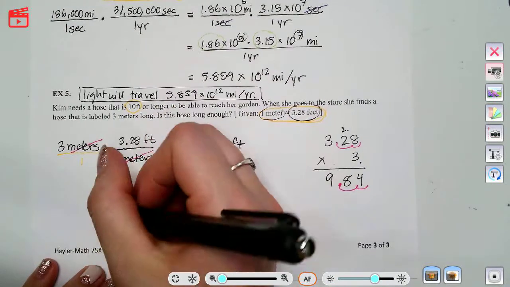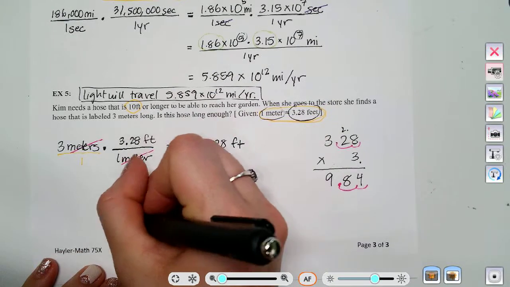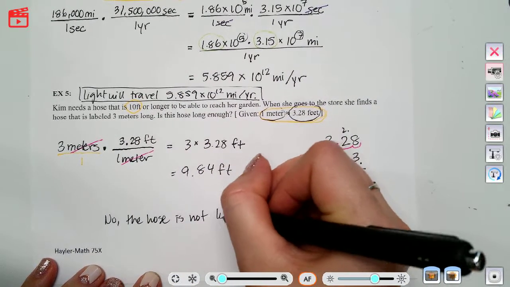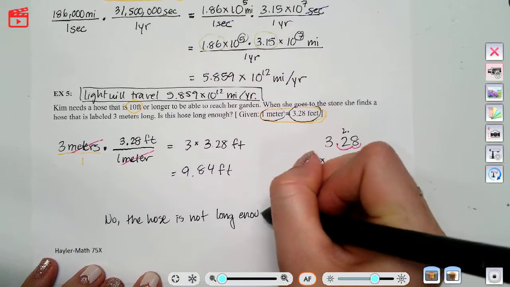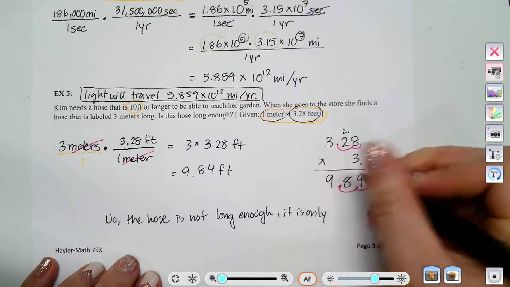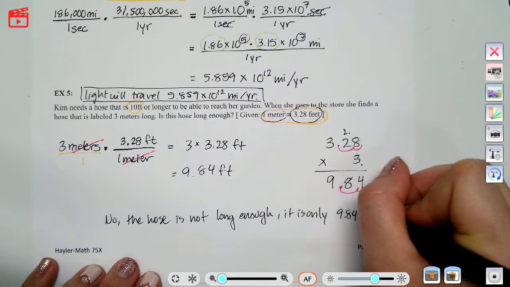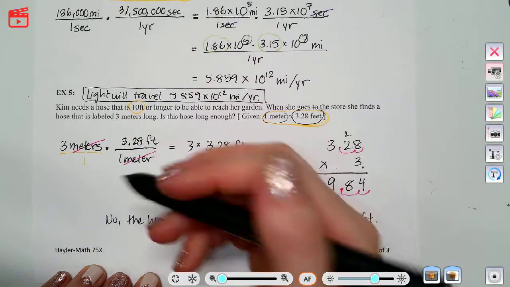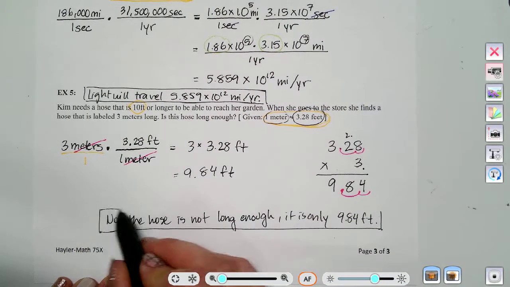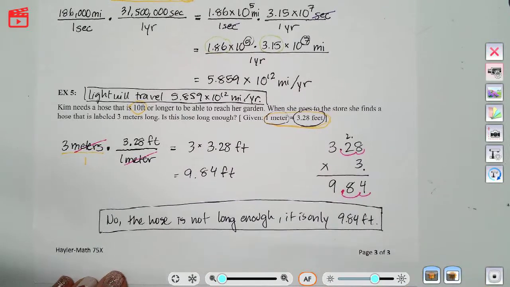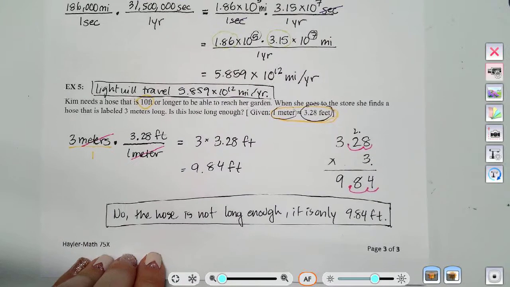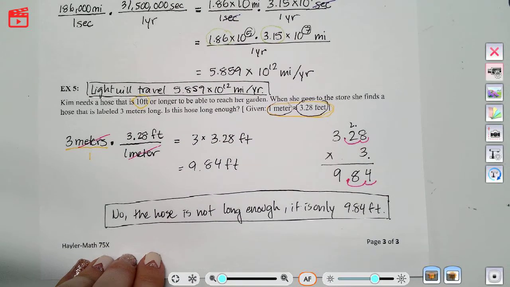No. Okay, so sadly our answer is no, comma, the hose is not long enough. It is only 9.84 feet. Okay, so always remember to include your units in a word problem. And box your answer. And there we go. That is it for 3.3. Chapter 1, Cluster 1.